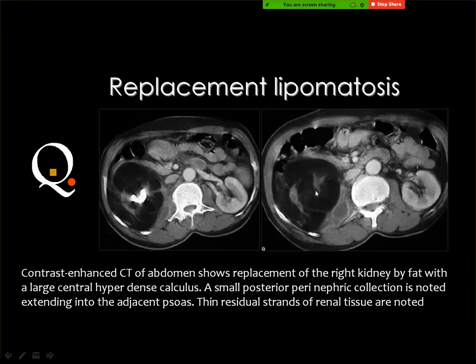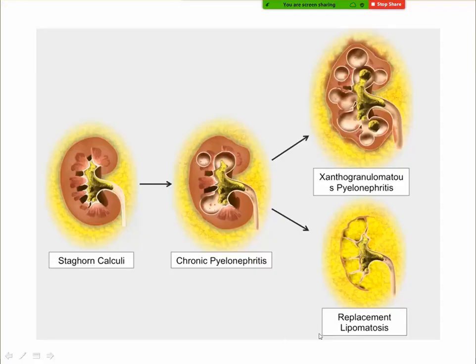which is not the case in cases of xanthogranulomatous pyelonephritis. And replacement lipomatosis may complicate xanthogranulomatous pyelonephritis. If it persists for some time, then the renal parenchyma is totally replaced by fat, and the stone will remain.